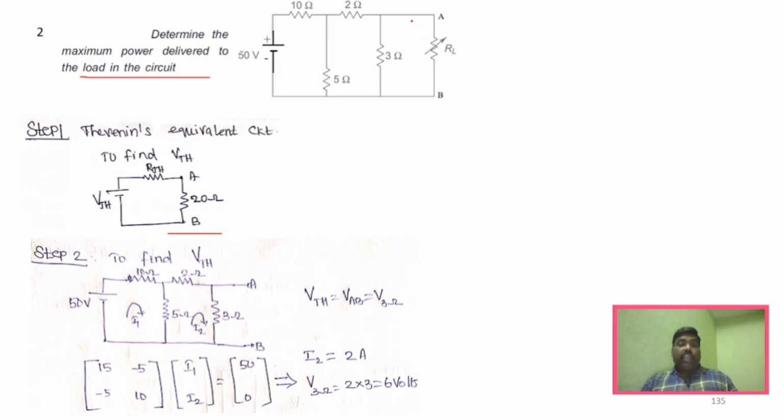And we need to find out the current I2 only. Right, I already explained how to solve this particular mesh using the matrix method in previous videos. Please go through it. Right, so we'll obtain I2 is equal to 2 ohm. So we need to find out the voltage across this particular resistor. So it is 2 into 3, 6 volt. Correct. And now we have obtained VTH.